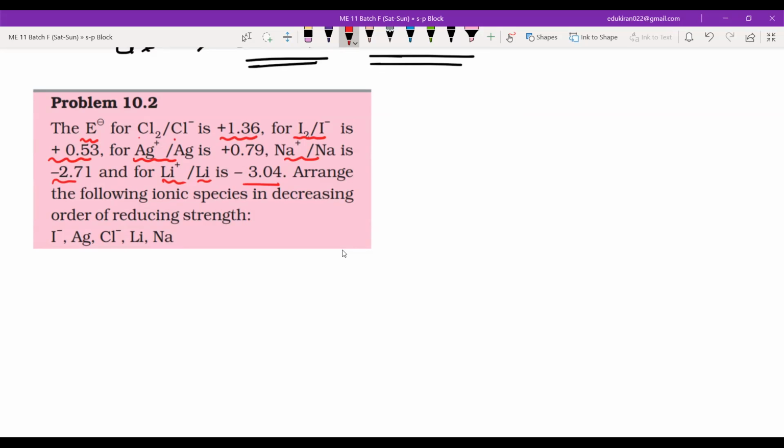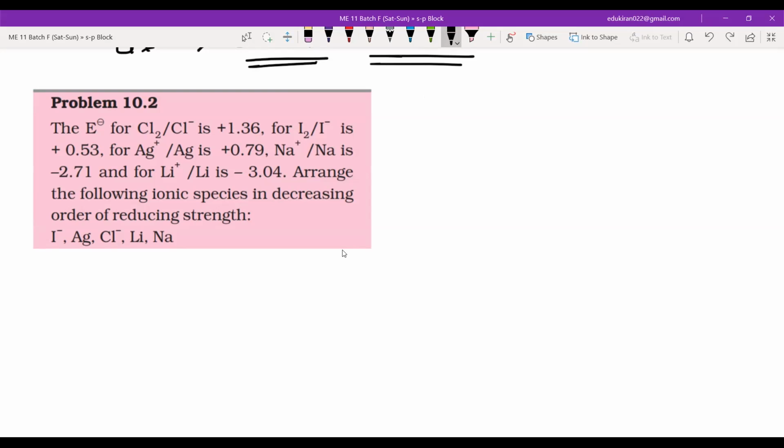They are saying E naught. You don't know what this is, but whenever you have anything like, for example, delta H, this zero sign is pronounced as not. So you have E naught for Cl2 to Cl negative as plus 1.37. They are giving me some conditions.